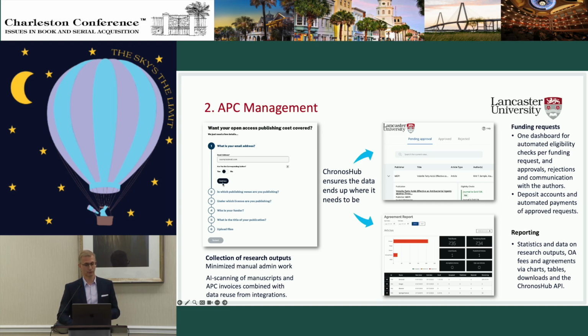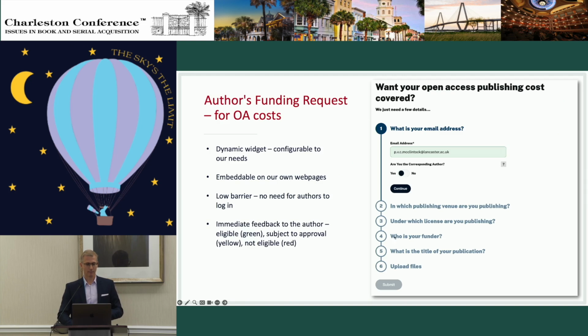It's a configurable form, and then it directly checks a number of things. And the author does not have to do that much. We scan the uploaded manuscript, and we scan the APC invoice. So a lot of things can be populated automatically. And then the platform ensures that it ends up where it needs to end up, whether that is on an approval dashboard for approving and rejecting this APC funding request, and or if it's part of some kind of report. You can see these things online as well. I can make links available later.